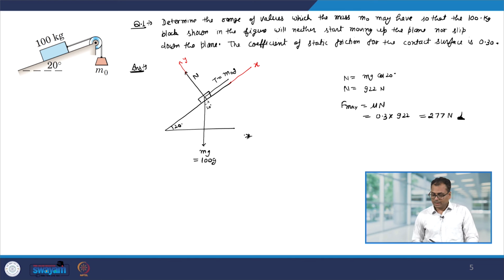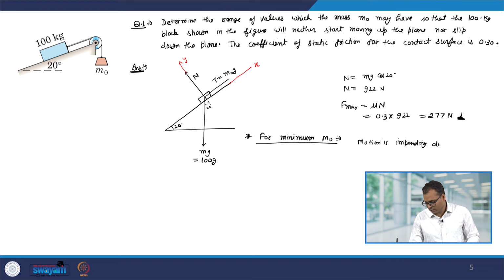Now, in the question, it has asked to determine the range of values of m naught, so that this block neither moves up nor goes down. So, let us first calculate the minimum value of m naught. For minimum value of m naught, we can think that the impending motion of the 100 kg block will be downwards. So, therefore, you can say that the motion is impending down. Therefore, the frictional force will be upward. Okay. So, the frictional force that will develop will be upward.